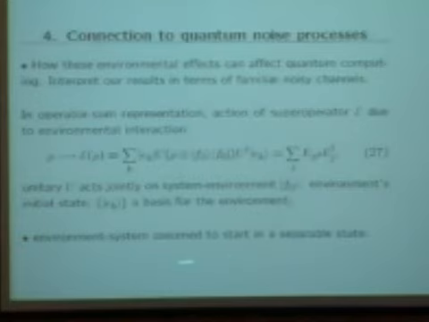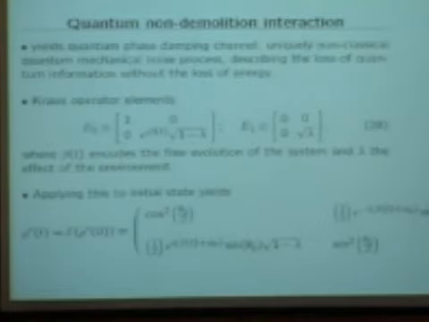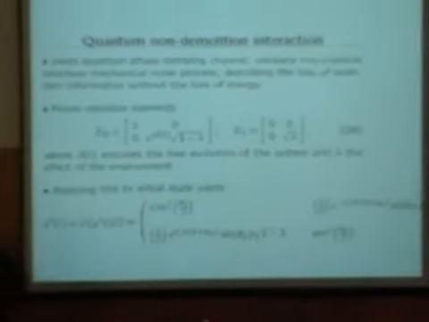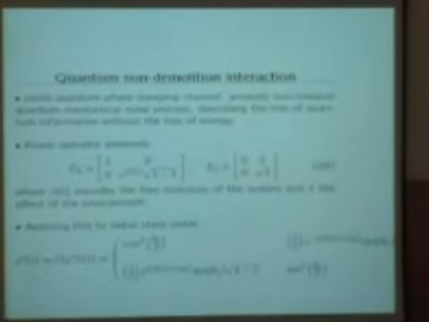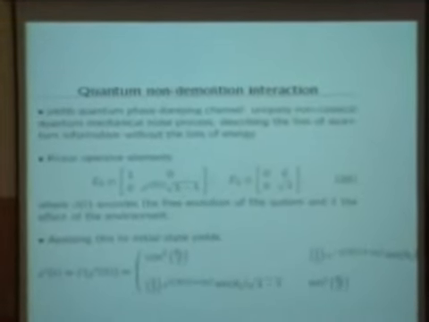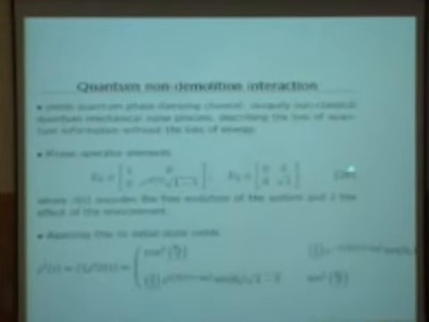But one assumption here is that the environment starts initially in a separable state with the system. So these are my Kraus operators, and they form a partition of unity. Any transformation representable as an operator sum is a completely positive map. Now, in quantum information, we know that there is a channel which is called the phase damping channel, or the completely dephasing channel, whose Kraus operator elements can be given according to this form.